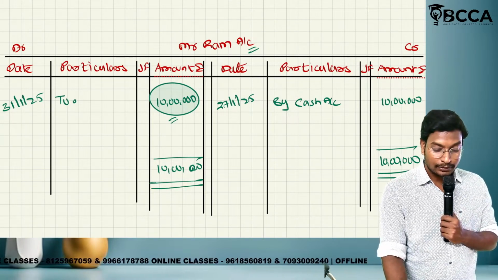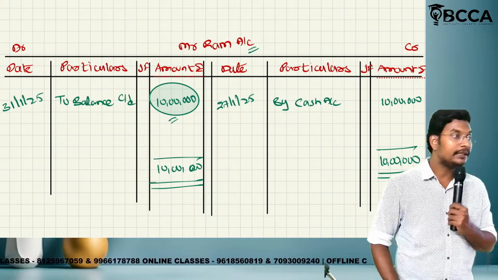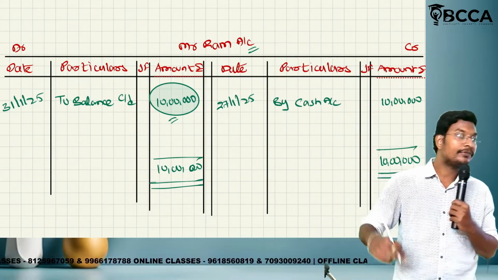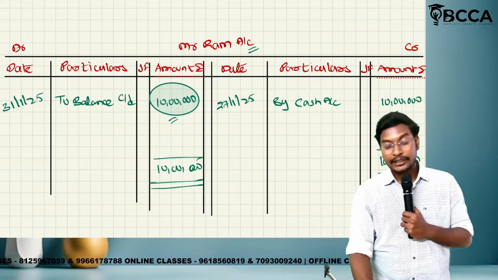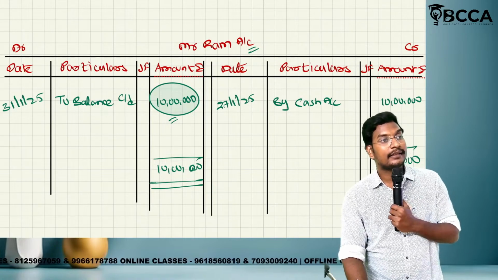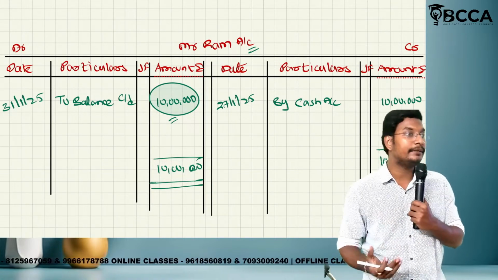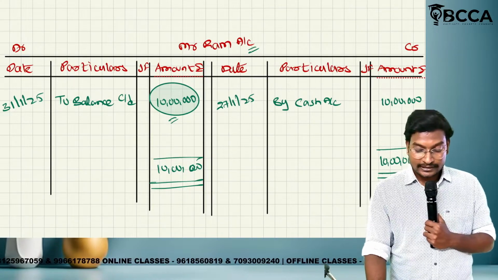To balance carried on. Carried on means closing balance. Carried on means what? Closing. It should be carried forward to the next month's beginning. Okay? We have to record it on the credit side or the debit side? Credit side. Why do we have to record it on the credit side? Because we are getting the credit balance. So what is the next month's beginning?